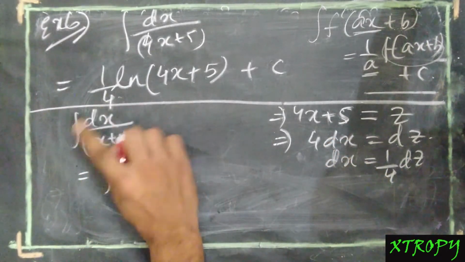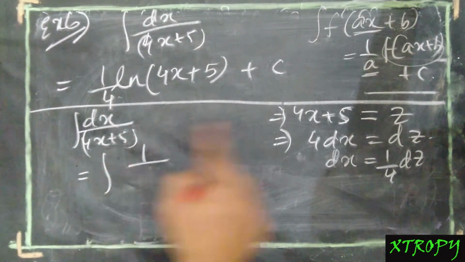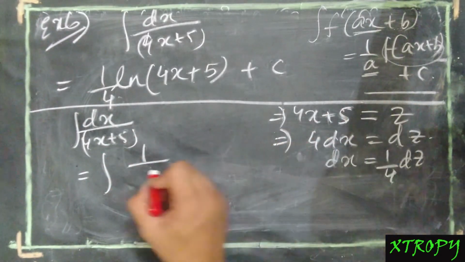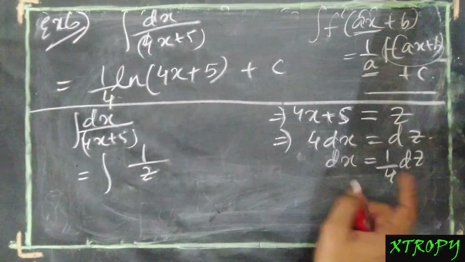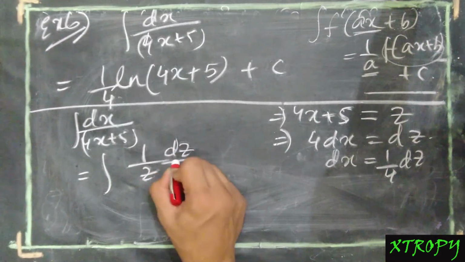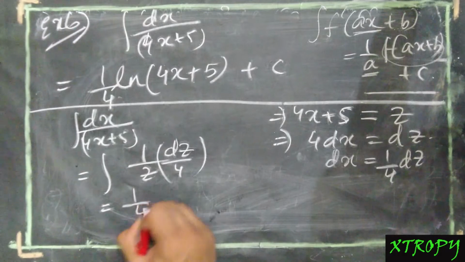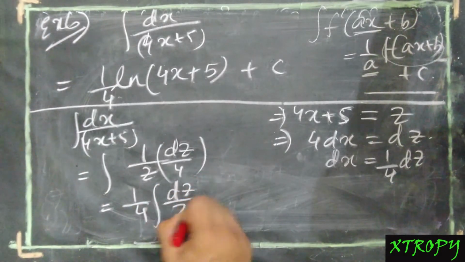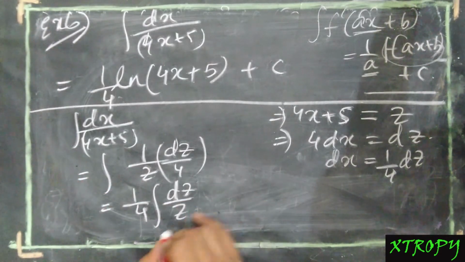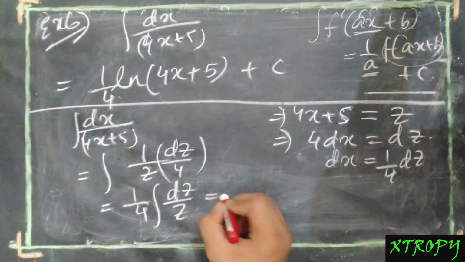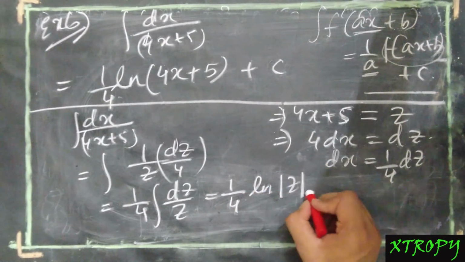So we convert this question into z. This is actually 1 by (4x + 5), which we have substituted to be z, so 1 by z, and now write dx as dz by 4. So this actually becomes 1 by 4 dz by z. 1 by 4 is a constant, so it goes out of the integration, and we know the integration of dz by z is ln z. Therefore 1 by 4 ln z plus c.